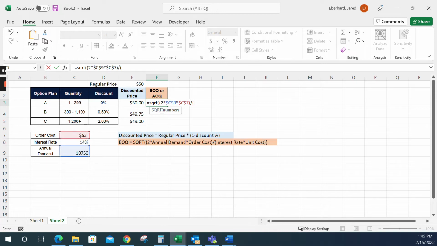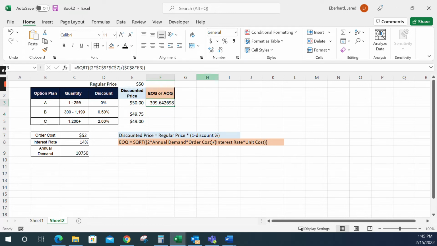Divided by my interest rate, anchored in, times my unit price. And I'm not anchoring in that unit price. Closing that whole thing out, two parentheses. I'm going to get rid of those decimals because I think it actually asks me just to round in this case. And you can see that my EOQ is 400.